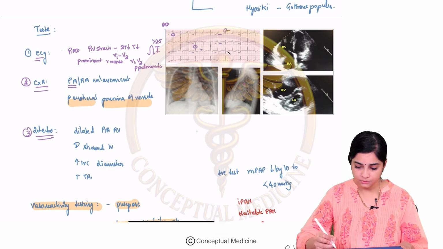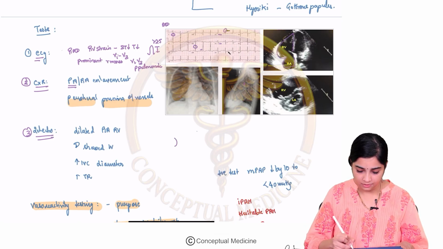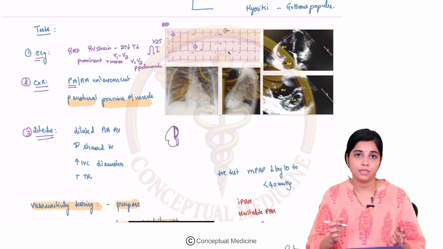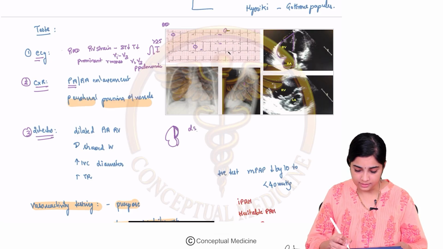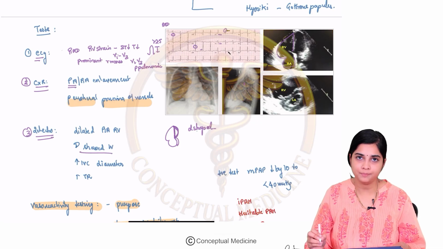Now let us look at what you see on the 2D echo. On the 2D echo, you can see evidence of RA-RV dilatation. Now if the RA and RV are dilated, then the LV becomes very small, and this type of an LV, because of the septal bulge into the left ventricle, is called a D-shaped LV. You can have a D-shaped LV.